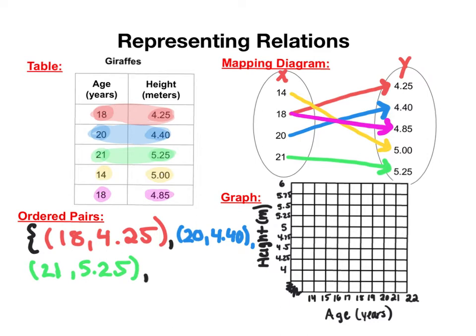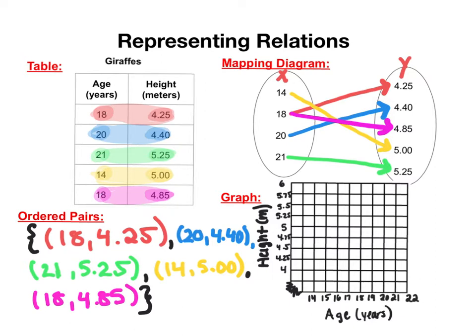Then I have my 14 with the 5.0. So I'm going to have 14, comma, 5.00. And then lastly, I would have my 18 go with the 4.85. So I would have 18, comma, 4.85. And then I put my other bracket to show that this is the full set of ordered pairs.